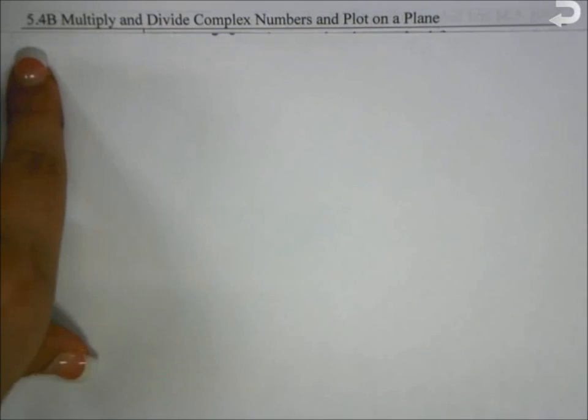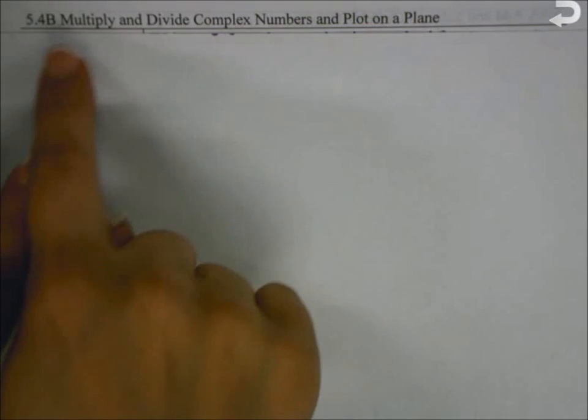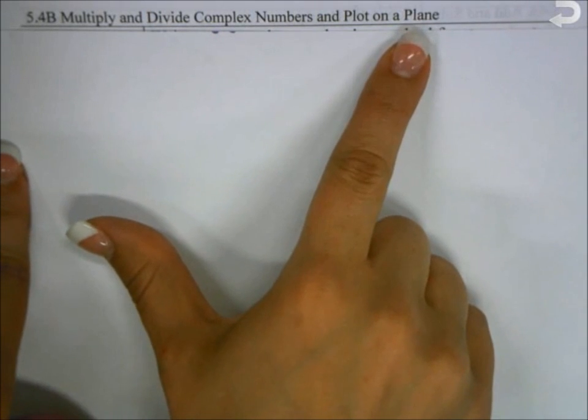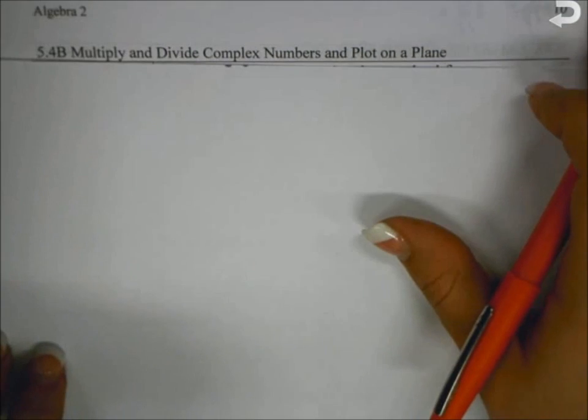Remember that we split 5.4 into two sections. 5.4a, we were just adding and subtracting. And today we're going to be multiplying and dividing, and we're going to plot complex numbers on a plane, which isn't as hard as it sounds. But does anybody remember what a complex number looks like?